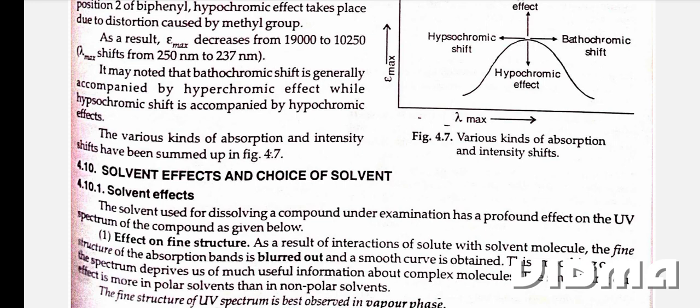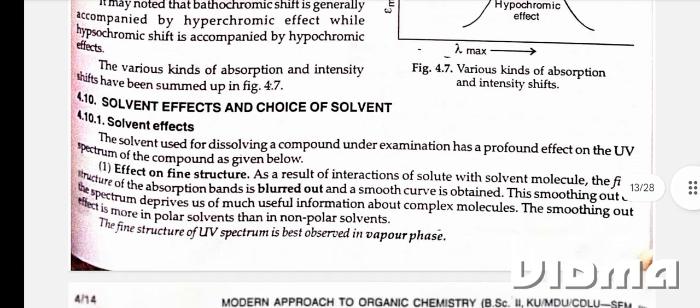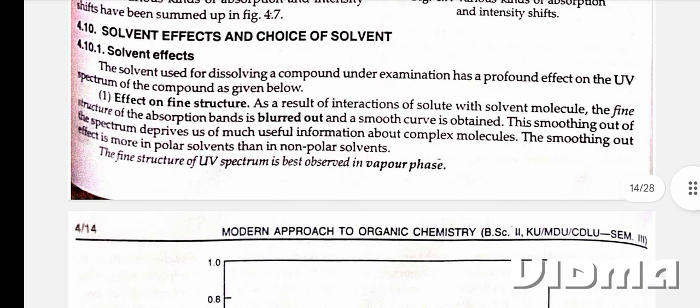The various kinds of absorption and intensity shifts have been summed up. Solvent effects and choice of solvent. The solvent used for dissolving a compound under examination has a profound effect on the UV spectrum of the compound as given below. Effect on fine structure. As a result of interactions of solute with solvent molecules, the fine structure of the absorption bands is blurred out and a smooth curve is obtained.